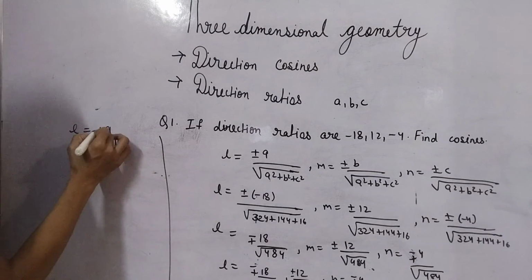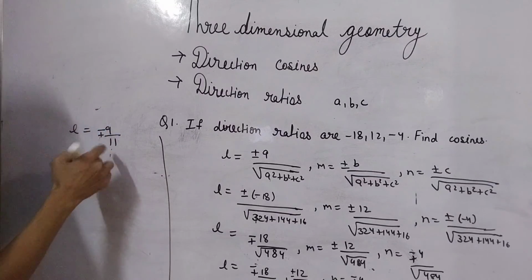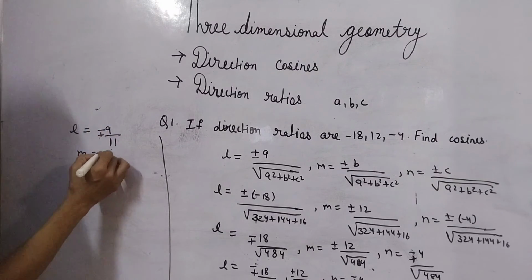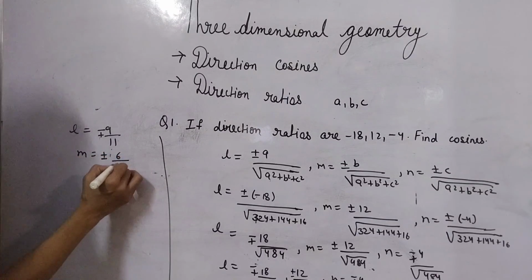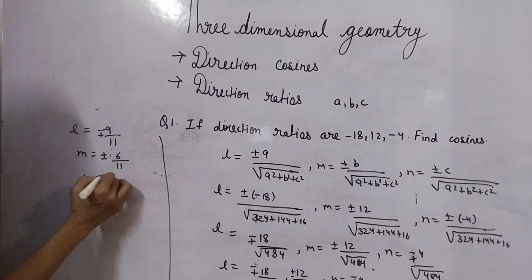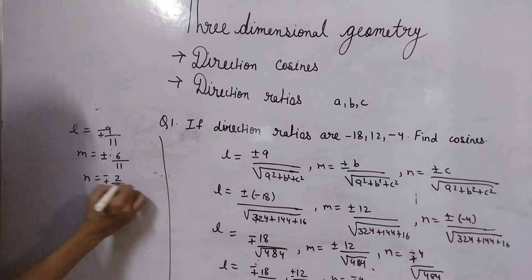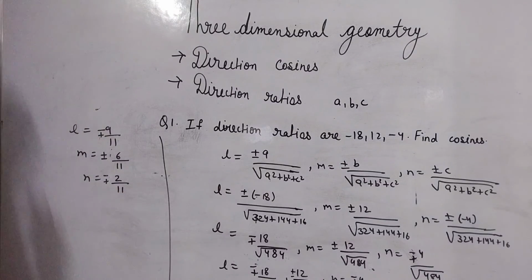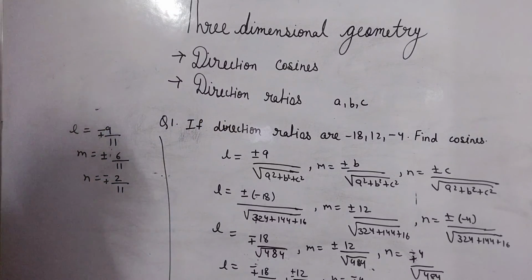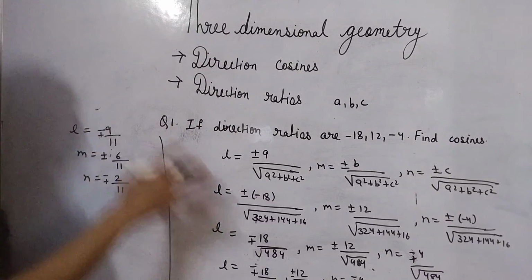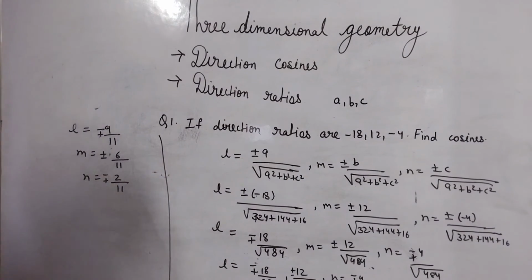Now after solving all this, we get l is equal to plus minus 9 upon 11, m is equal to plus minus 6 upon 11, and n is equal to plus minus 2 upon 11, right? So these are the direction cosines of these direction ratios. This is how we solve the questions based on this.